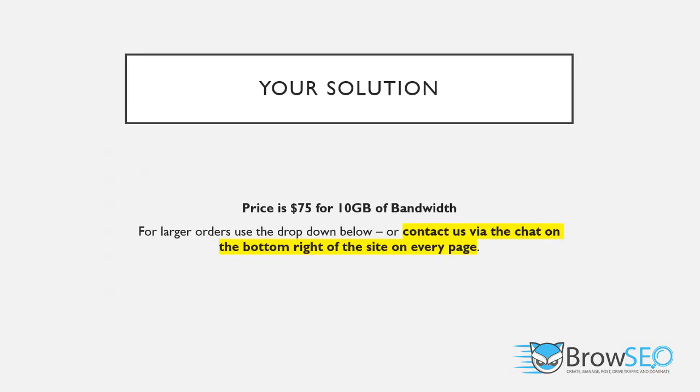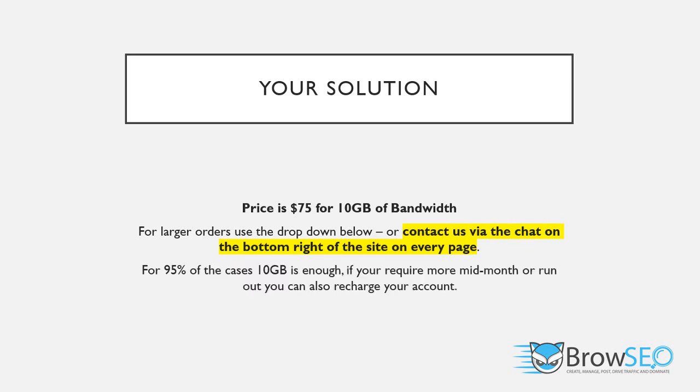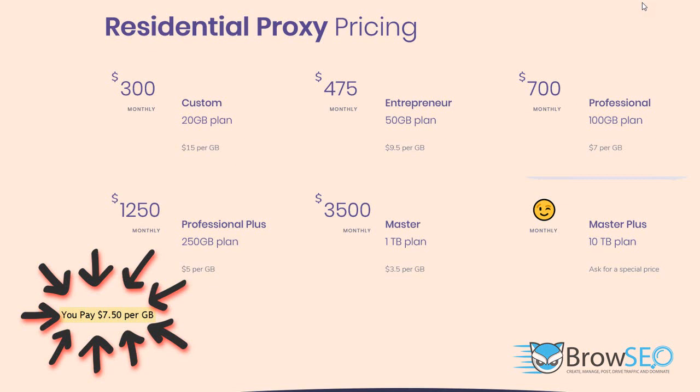So what you're going to get is 10 gigabytes of bandwidth, and the price for that is $75. There are larger packages you can pick. There's a drop-down, pick whatever's relevant to you. If you need an even larger package, please use the chat on the bottom right-hand side of the website. You're going to be happy with 10 gigabytes. It's enough for 95% of the users. And if you need more mid-month or you run out, you can recharge your account at any time, not a problem. To get them at this price elsewhere, you'd have to be spending over $700 a month.